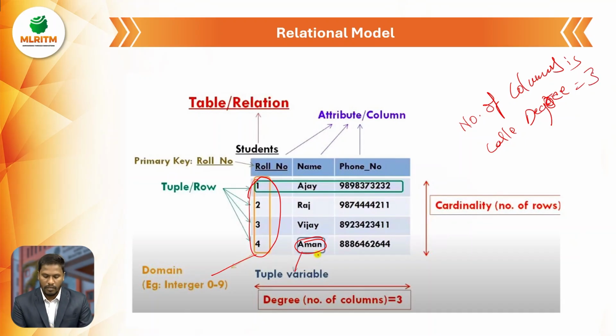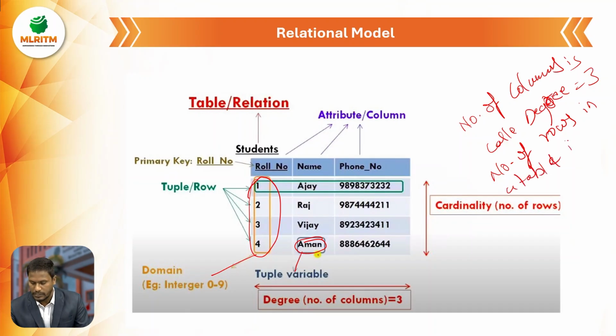Again, what is the cardinality? Cardinality is the number of rows in a table. The number of rows in a table is called cardinality.